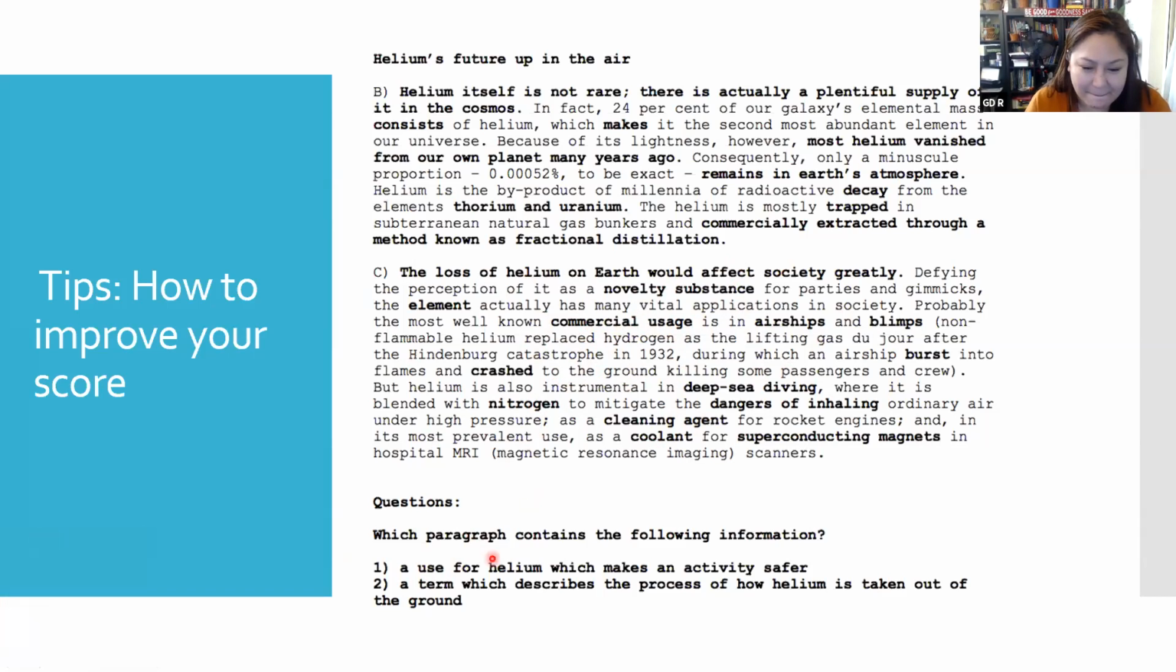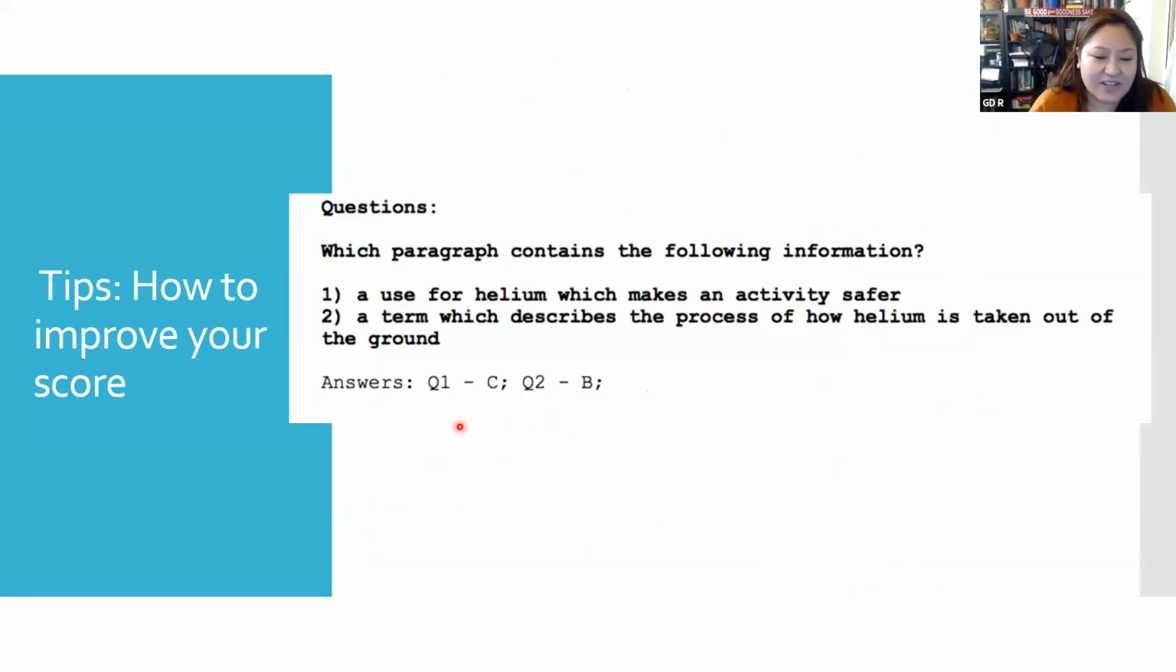It was in the first one. Why? Because it says commercially extracted through a method. Yes. So anything about extraction and taking out, at least you'd get a general idea. So everybody got hopefully the correct answer. This was an easy one anyway. So for question 1 it's C, and for question 2 it's paragraph B. So usually it would be easy. Don't worry, it's easier as you practice along.